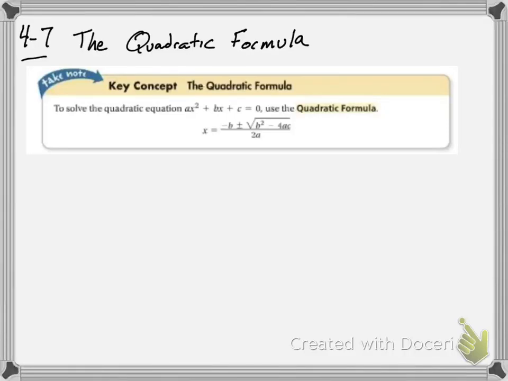4.7 is about the quadratic formula. This is just yet another tool for solving quadratics that works every time. And this, I argue, is by far the best one because, like I just said, it works every single time. Factoring, completing the square, whatever other ways we go through aren't going to work every time. The quadratic formula works every time.